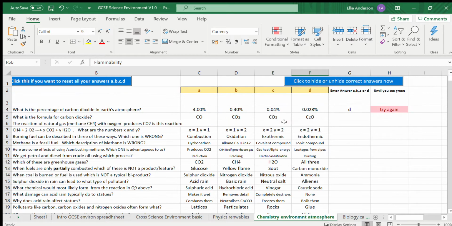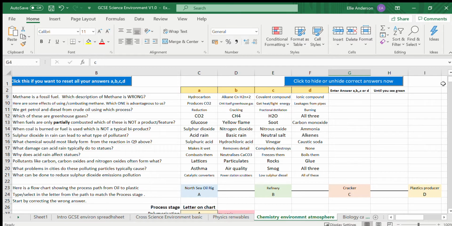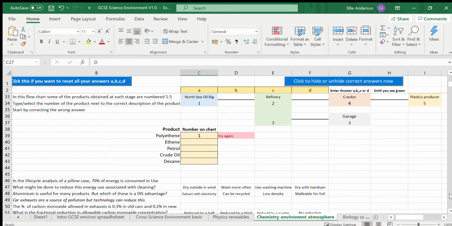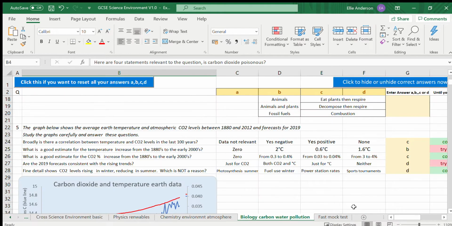Chemistry, one or two numerical things like how much carbon dioxide in the atmosphere, and we know it's 0.04%, so we'll try a C there. It has risen to 0.4% in the last year or two. Then one or two process flows because crackers, refinery and so forth. We have to fit the right letter to the right part of the diagram, and you can see there we get a correct answer in the end. And that's the chemistry part.